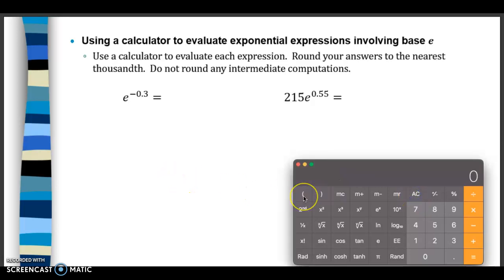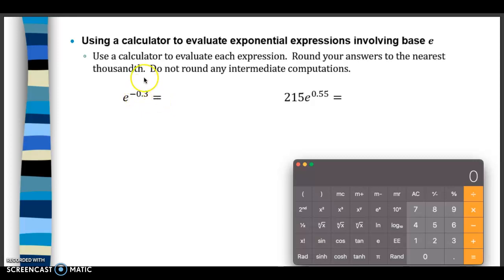Hey everybody, this video is going to talk about using a calculator to evaluate exponential expressions involving base e. So we are given for the first problem, e to the negative 0.3.